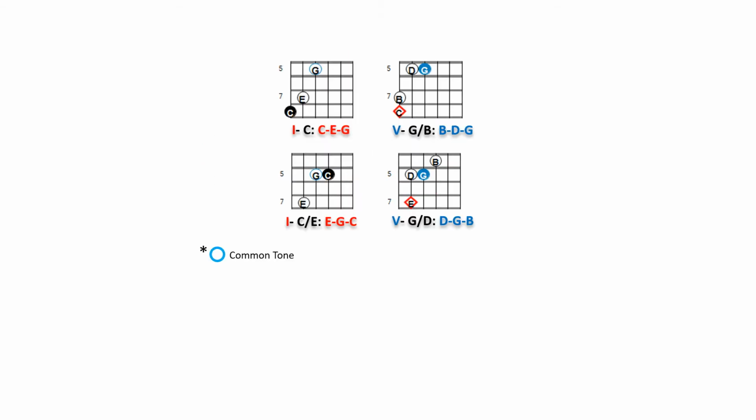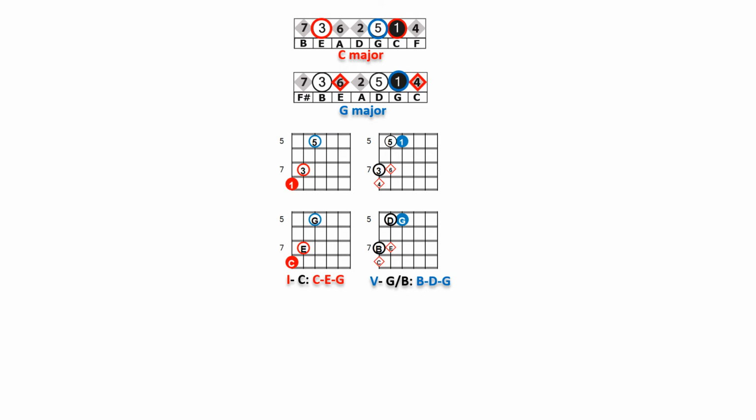A common tone is a note shared by 2 adjacent chords. Voice leading is the movement of notes or voices between chords in a progression. To achieve smooth voice leading, we must retain the common tones and move the remaining voices the smallest distance possible.